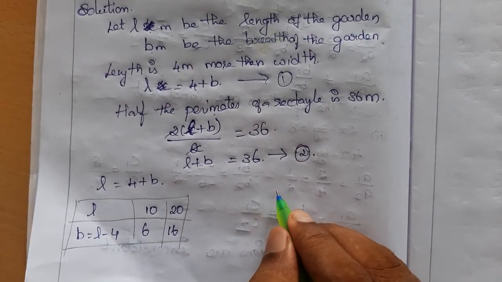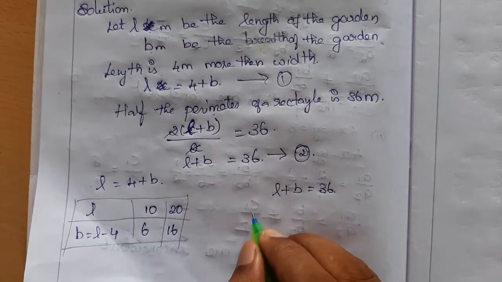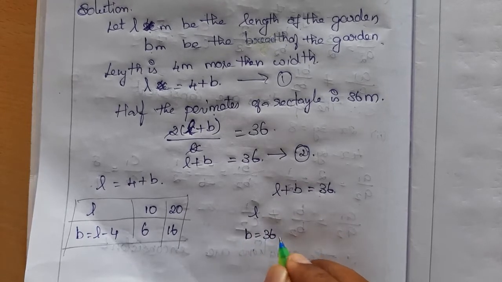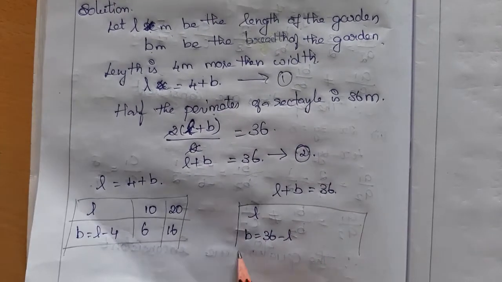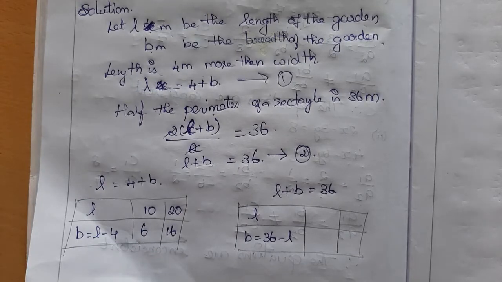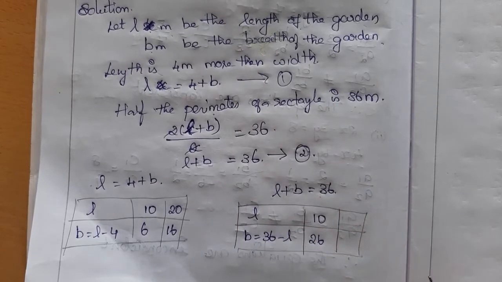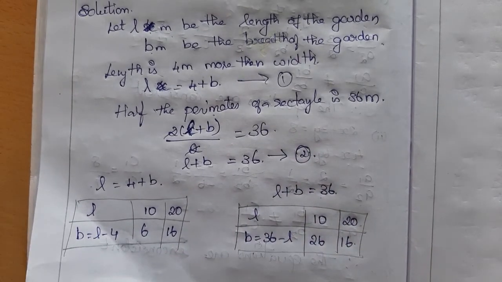So the next equation is L plus B is equal to 36. So consider an L value, then B is equal to 36 minus L. So consider here the length is equal to 10. 36 minus 10 is 26. And L is equal to 20. 36 minus 20 is 16. Now we got 2 points. Plot them in the graph and find the solution.